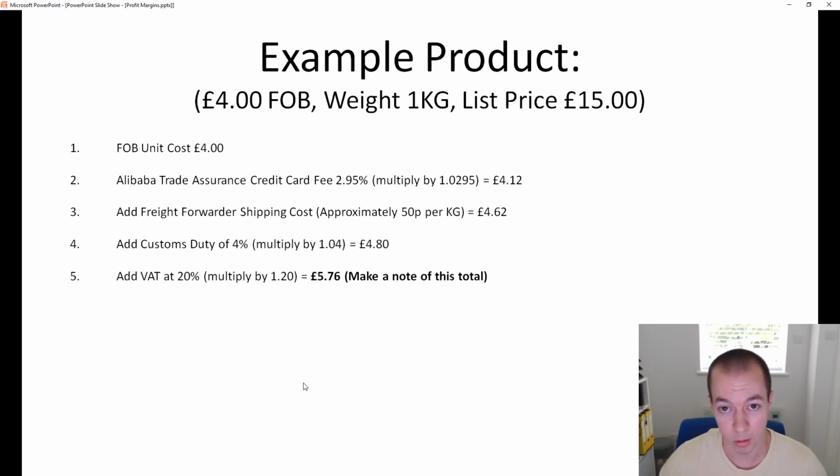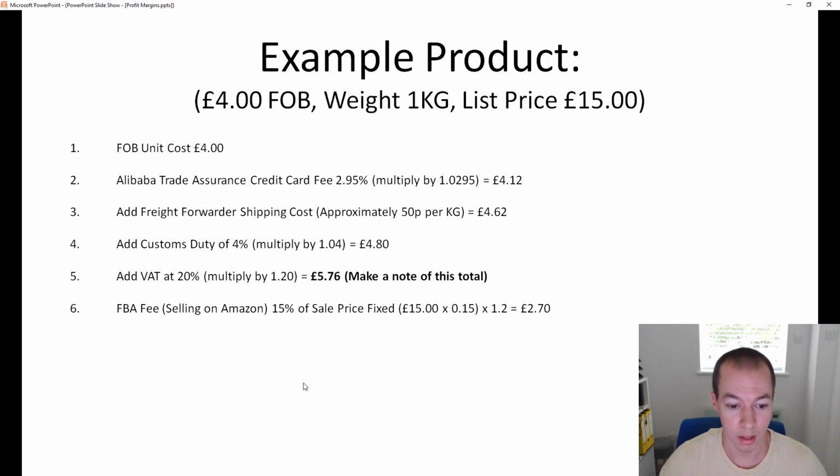I'm going to make a note of that total, because I'm then going to show you the FBA fees, and then we're going to add them on, and then obviously deduct that all from the sale price to give you the overall profit margin. So the FBA fee on this example, we know that it's a fixed 15% fee, so it's going to cost you £2.70, because £15 times 0.15, which is 15%, is £2.25. Times that by 1.2, that gives you £2.70.